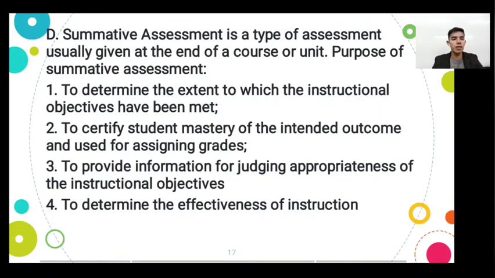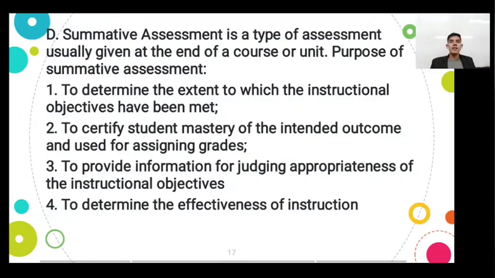Ano ba yung sinasabi ko kanina? Na yung summative assessment, yung mga resulta ng exams, ay yun yung pinasama na sa grades. Hindi po yung kagaya ng formative assessment na recorded but not included kasi nga the students don't have the mastery of the lessons. Okay? And next, we have to provide information for judging appropriateness of the instructional objectives. Okay. Bakit kailangan i-judge yung pagiging angkop ng iyong instructional objective?